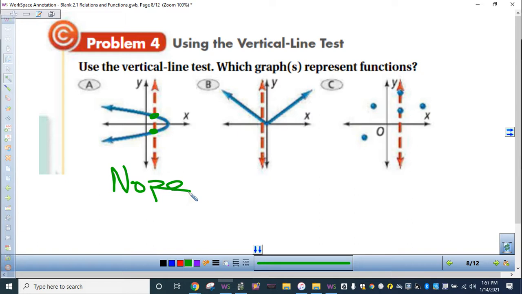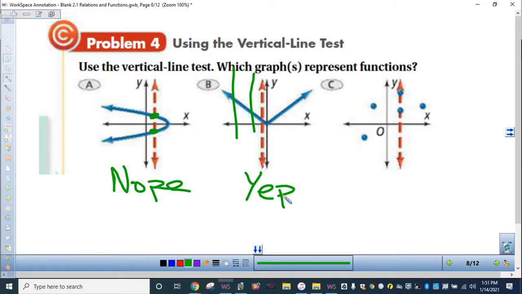Right, so if you pass that vertical line, there's one vertical line. Did it hit it one time? Yes. So it looks like a function. Here's another vertical line. It only hit it once. The red dotted line only hit it once. So because we can pass that vertical line all the way across that function and only hit it once, that's why, yep, it is a function.